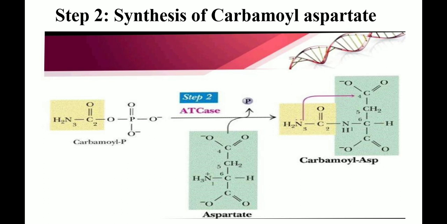So when carbamoyl phosphate condenses with the amino acid aspartate, it forms carbamoyl aspartate by the action of the enzyme ATCase. You can easily see the difference in structure: the aspartate molecule is attached when it condenses, and the phosphate is removed. So the amino acid aspartate attaches to the carbamoyl group and forms carbamoyl aspartate. That is the second reaction.